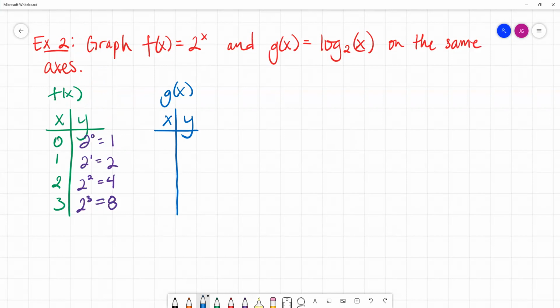So (0, 1) becomes (1, 0). Whoa, I did that smack dab in the middle of that column. (1, 0). (1, 2) becomes (2, 1). (2, 4) becomes (4, 2). And (3, 8) becomes (8, 3). Okay, easy peasy. And now let's go ahead and graph this.